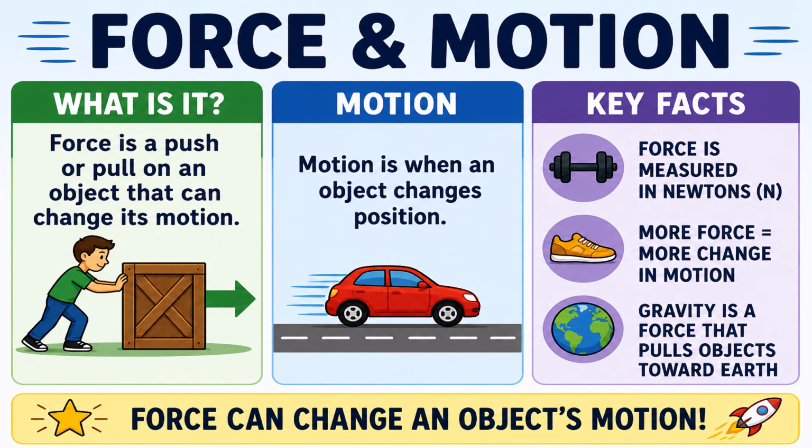Force and motion. What is it? Force is a push or pull on an object that can change its motion. Motion is when an object changes position. These are some key facts. Force is measured in newtons. More force equals more change in motion. Gravity is a force that pulls objects toward Earth. Force can change an object's motion.